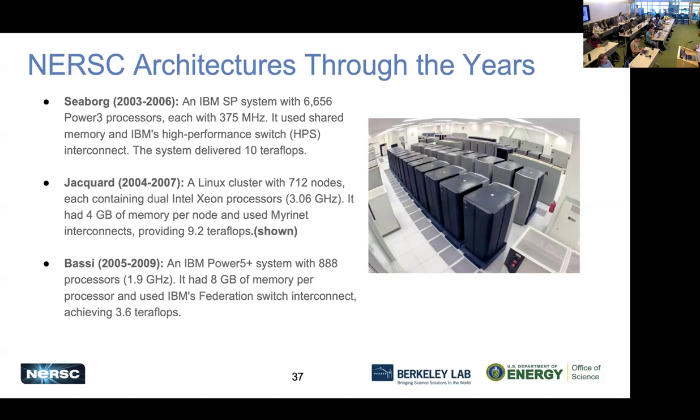It was a Linux cluster, one of the first dual-core processor supercomputers. It used Intel Xeon processors, 3.06 gigahertz, 712 nodes in that system. And then later on was also Bassi, which was launched as another system. It was an IBM Power 5 system that used a 1.9 gigahertz Power 5 processor.